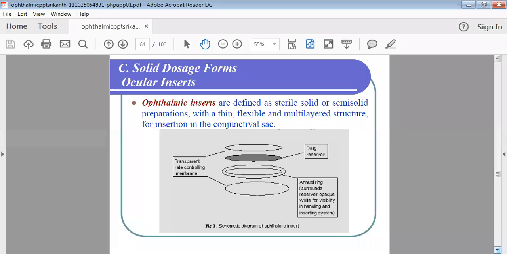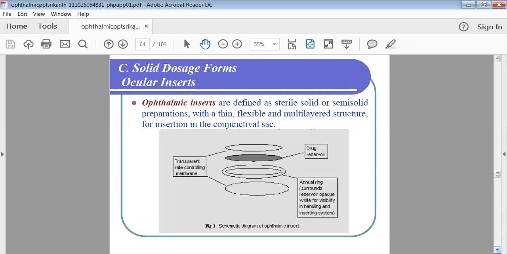Generally, to overcome the disadvantages of liquid dosage forms, and the disadvantages of ointments and gels, we have developed the ophthalmic inserts, also called ocular inserts or modified solid dosage forms. They are defined as sterile, solid or semi-solid preparations with a thin, flexible and multi-layered structure for insertion into the conjunctival sac.